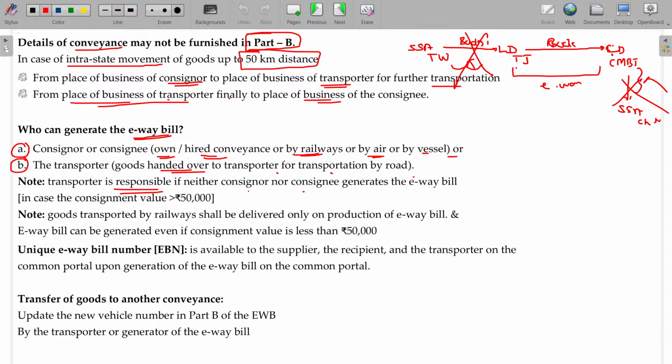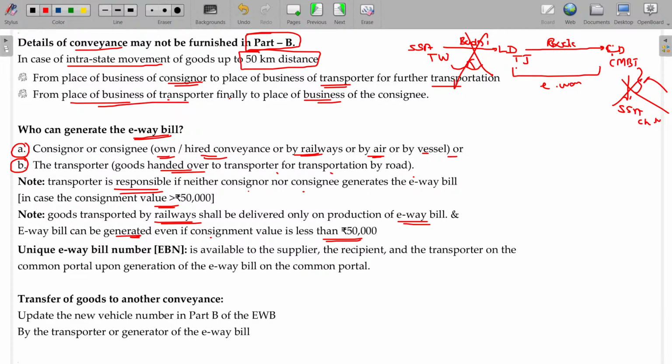In case the consignment value is more than 50,000 rupees, goods transported by railway shall be delivered only on production of the e-way bill. So if you are routing goods through railway, you need to generate and produce the e-way bill, and only then will you get delivery from the railway department. An e-way bill can be generated even if the consignment value is less than 50,000 rupees. It is optional, you can generate it. No problem.